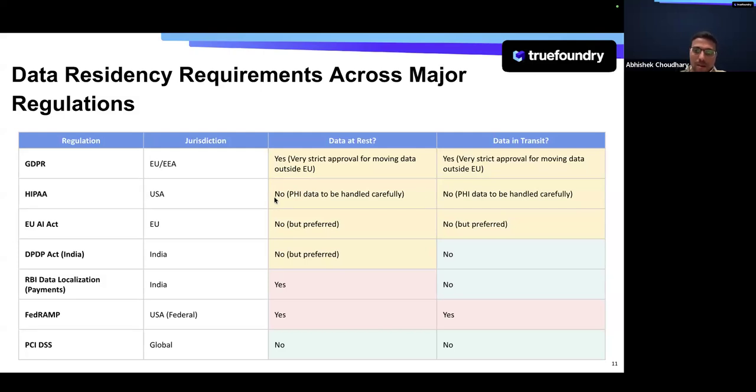In the case of HIPAA, you just need to make sure that your personally identifiable information is handled really, really carefully. There's no constraint on data at rest or data in transit. Same for the EU AI Act. For the DPDP Act in India, preferably data at rest should be in India. RBI data localization says that data has to be in India. FedRAMP certification means that your data at rest and in transit has to be in the USA. And PCI DSS Global does not have any strong constraints. But usually, to get compliance in auditing and all, you have to abide by a lot of these rules.